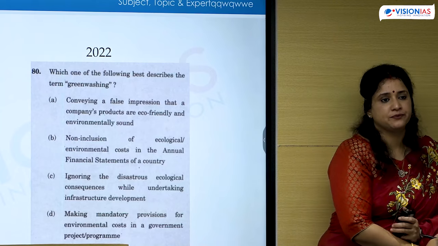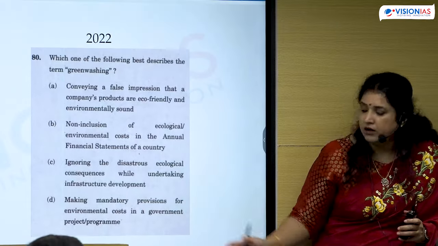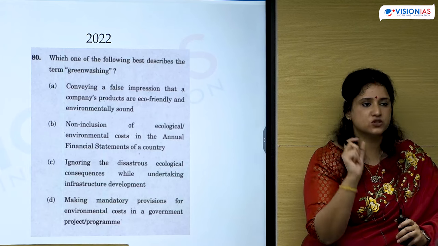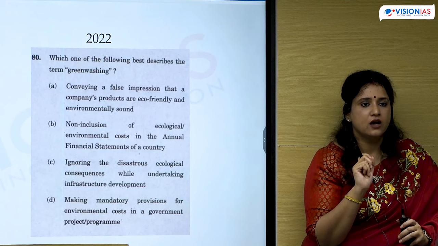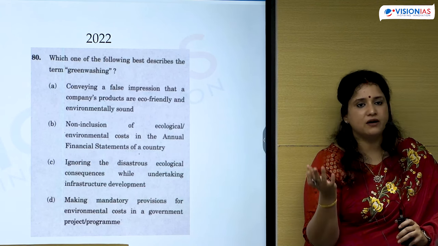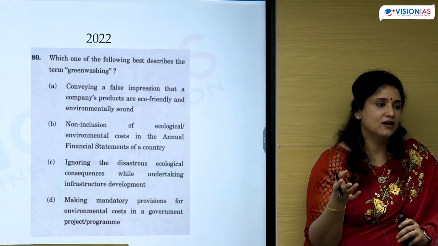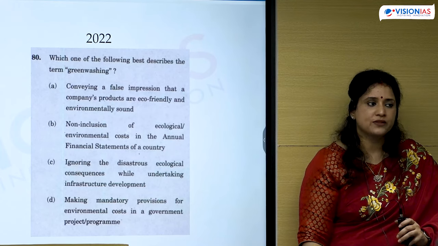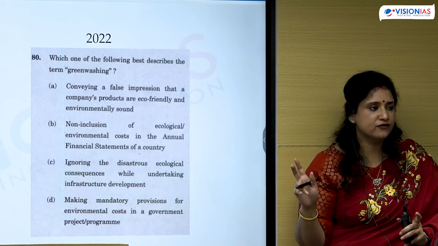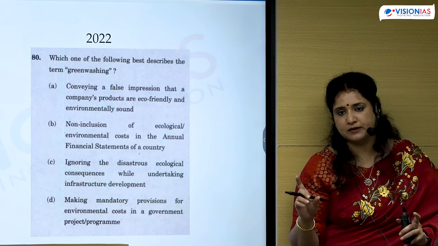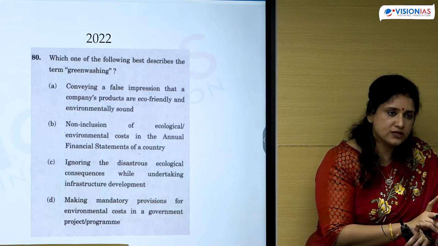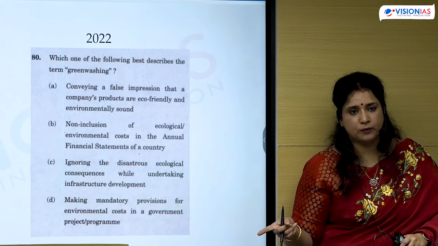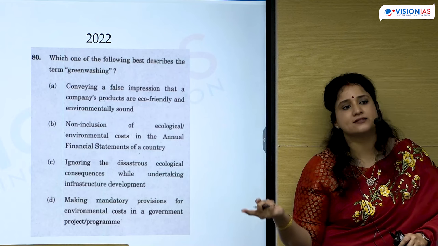Example, McDonald's, pata hai sabko? McDonald's mein jo straws McDonald's was using, they were made up of plastic. Okay, so McDonald's said, okay, we will become a very environment friendly company and we will replace plastic with paper straws. Okay, so now it is projecting itself as very environmentally friendly, we have removed plastic and we are using paper. But the paper that you are using is not recycled paper. They are cutting fresh trees, fresh pulp and making that into paper. Is it environmentally friendly? That is greenwashing.